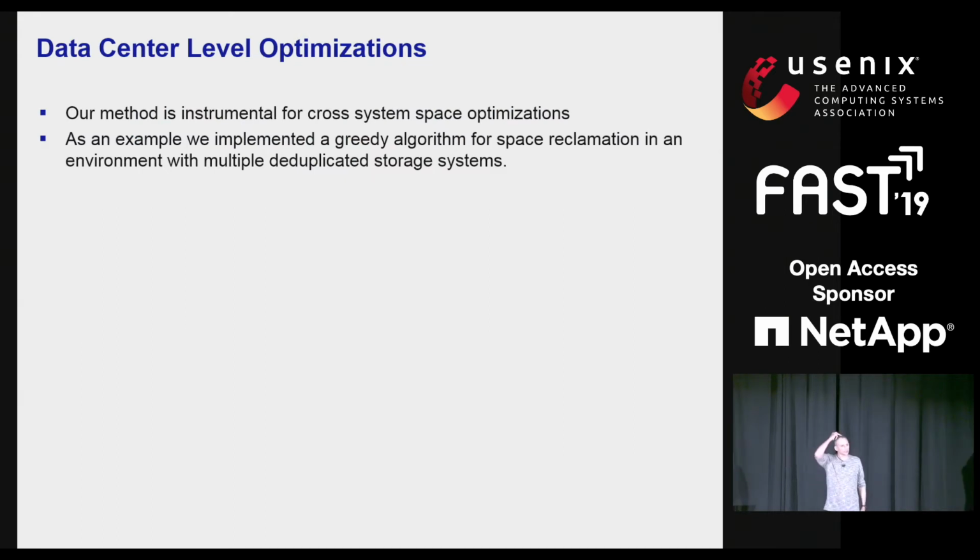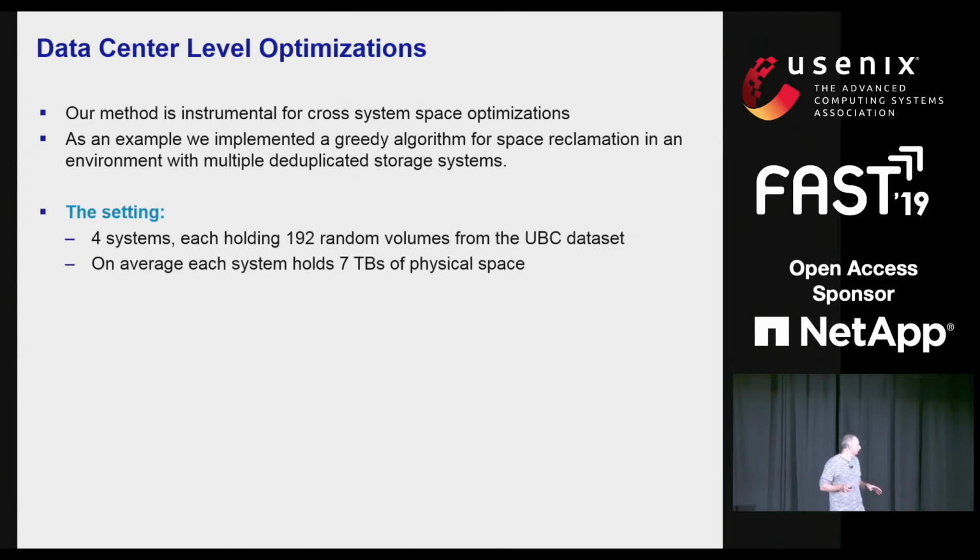Finally, data center optimizations. I said that it's really useful for this use case. And to exemplify this, we wrote a greedy algorithm that tries to do something in this realm of multi-systems. And here's the setting. We evaluated this on the UBC data set. We took all of the volumes, 760, and divided them into 4 random groups. And said, OK, we have 4 systems here. Each one, on average, has on the order of 7 terabytes of data.